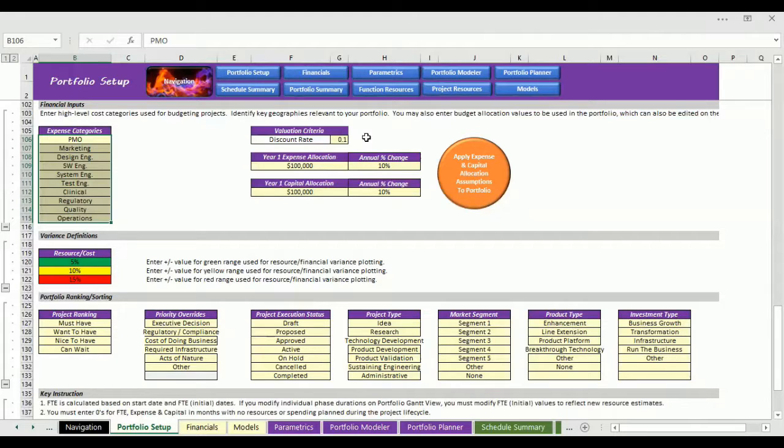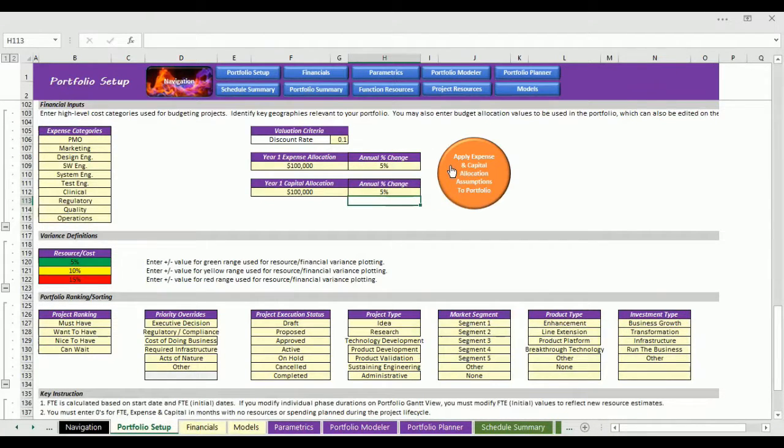Input a discount rate. Input the year 1 expense allocations for your portfolio, and input an expected % change. If it's growth, put in a growth. Same is true for capital. Input your capital allocations for your first year of your portfolio and the expected annual growth rate.